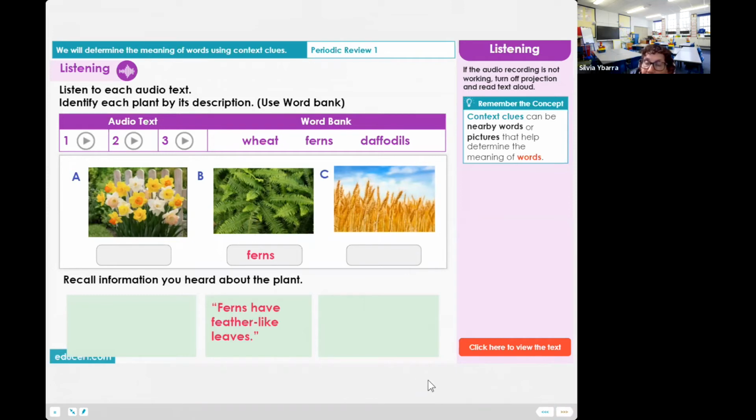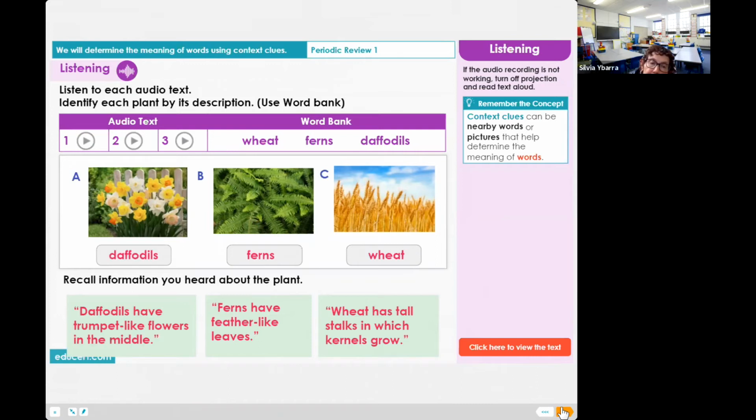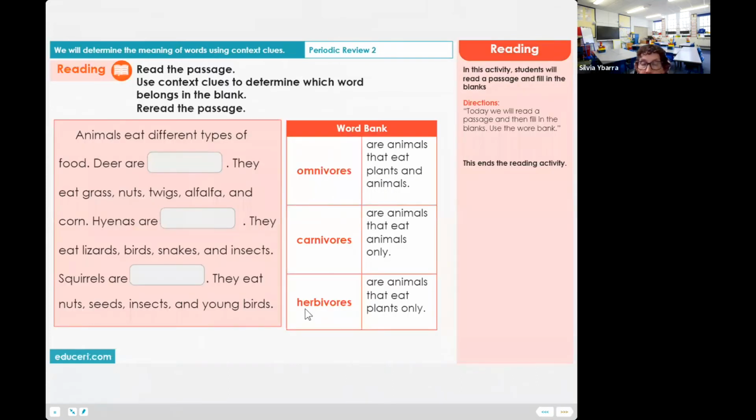So now the students are just listening, and now they're able to fill out this page. And if you want to continue. And now we go to the reading part. And if you notice, now we're going into science. We're talking about omnivores and carnivores and herbivores. And the students should be able to read the passage and fill that out.